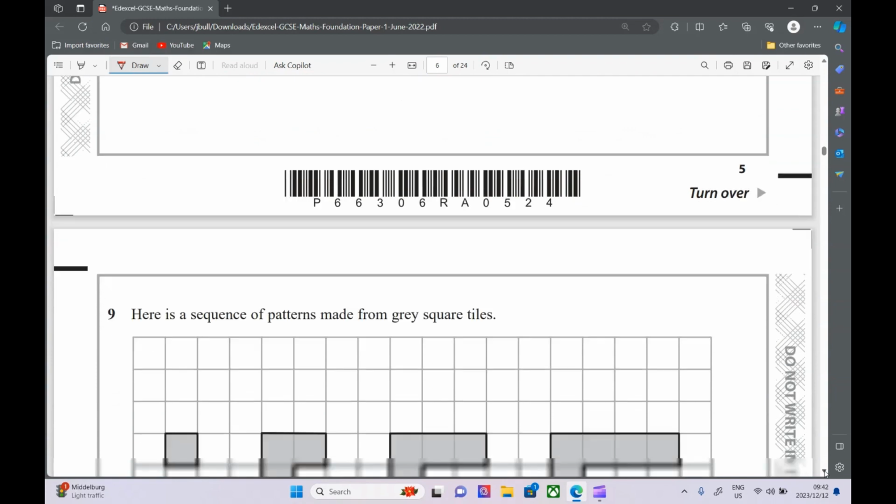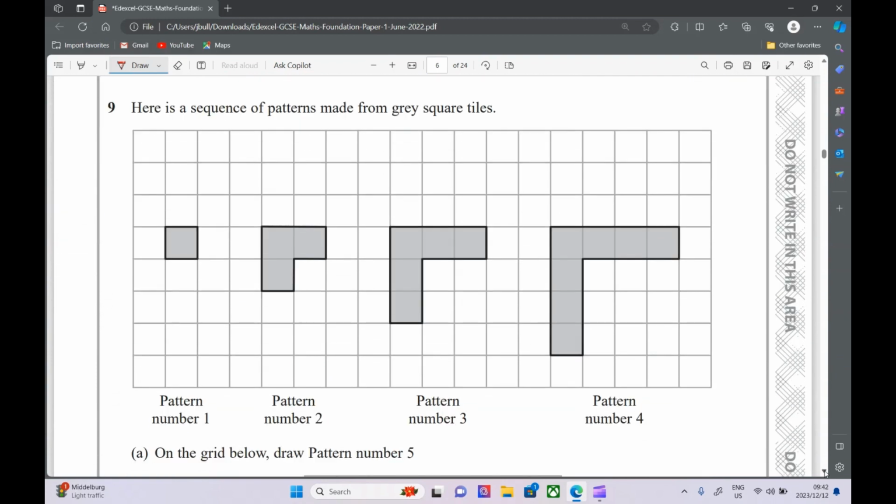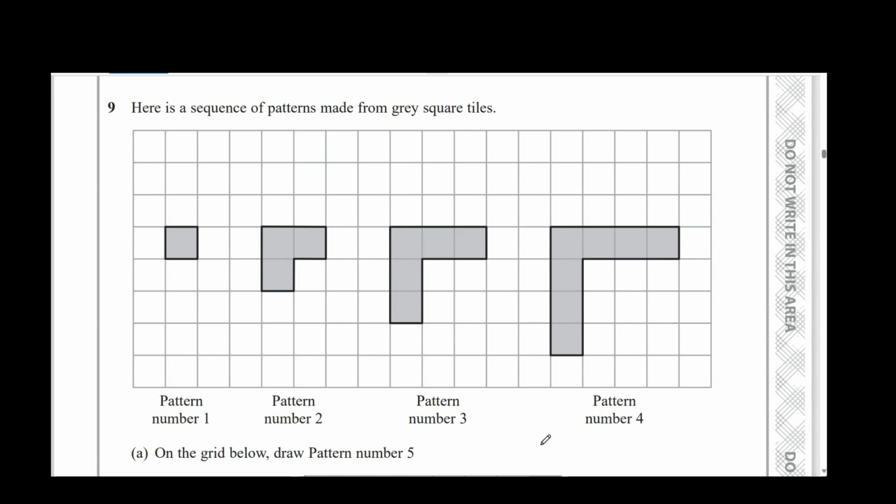Let's have a look then at question 9. So here is a sequence of patterns made. Draw pattern number 5. Okay, so what I would do first in a question like this is I would just label how many blocks you got. So number 1, we've got 1 block. Number 2, we have 1, 2, 3 blocks. Number 3, we've got 1, 2, 3, 4, 5 blocks.